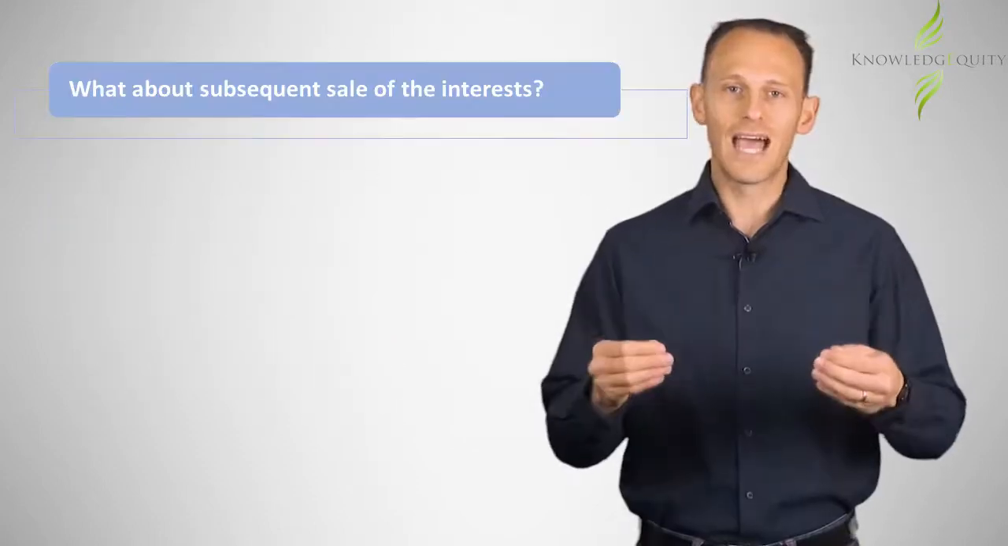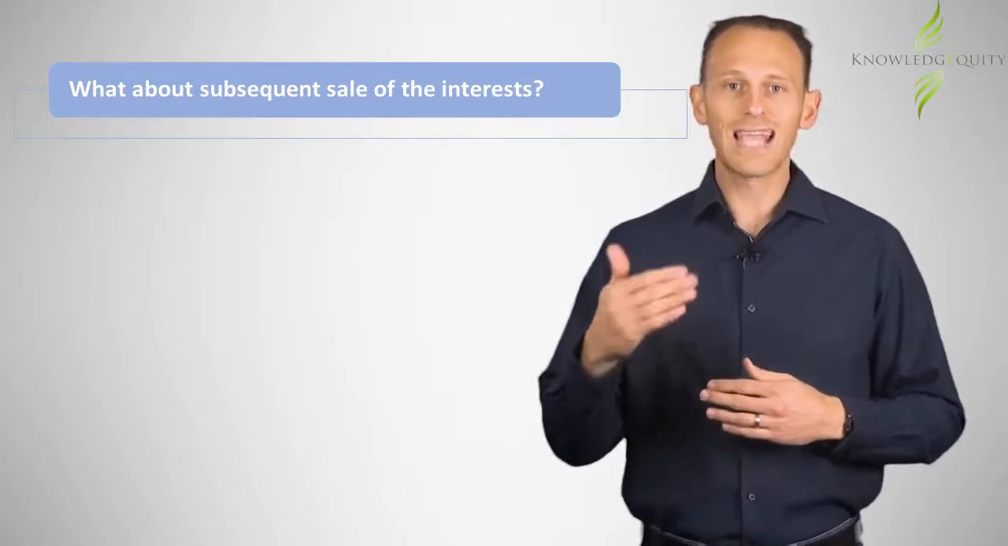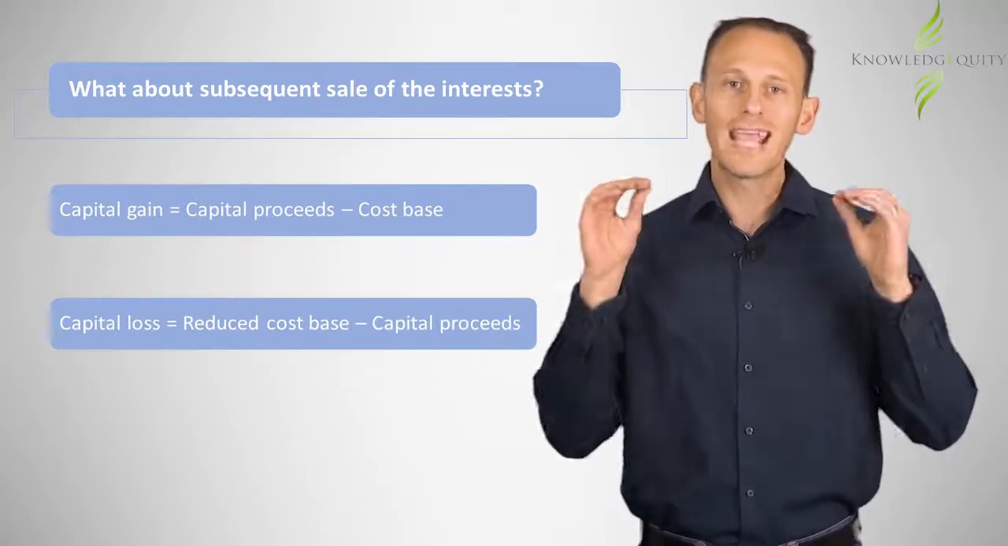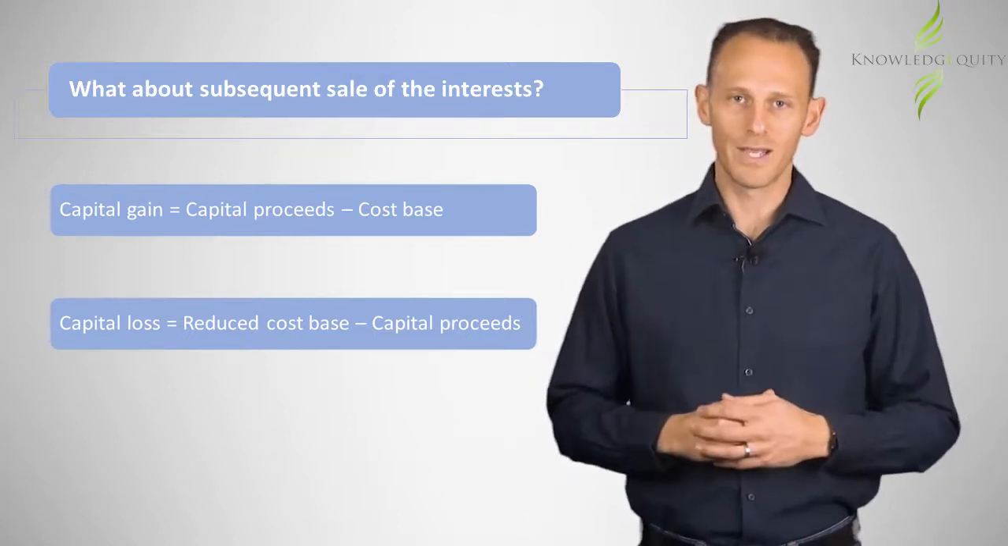Any subsequent sale of the interest would likely trigger CGT Event E4, and the resulting capital gain or capital loss would be calculated by comparing the capital proceeds from the sale to the new cost base or reduced cost base.